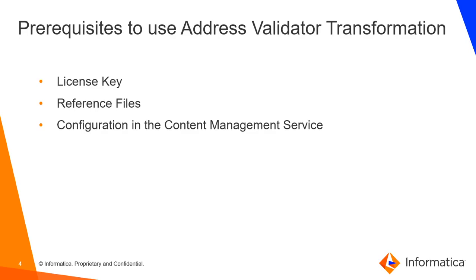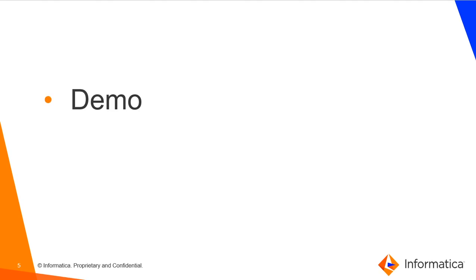The prerequisites to use the on-premise address validator transformation are a license key. A license key can be obtained by contacting the Informatica shipping team. Next, we will require the address reference files. And then we have to set a few configurations in the content management service in IDQ. Let's move to the demonstration.